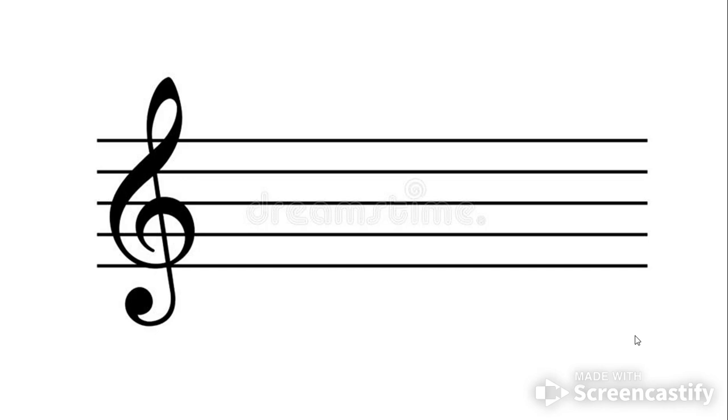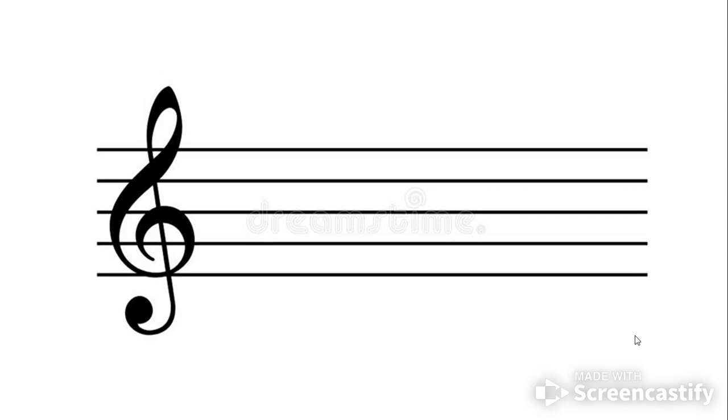For instance, this first space is F, the second space is A, the third space is C, and the fourth space is E. That spells the word face, and that's how we remember what notes are on those spaces. F-A-C-E, spelling out the word face.